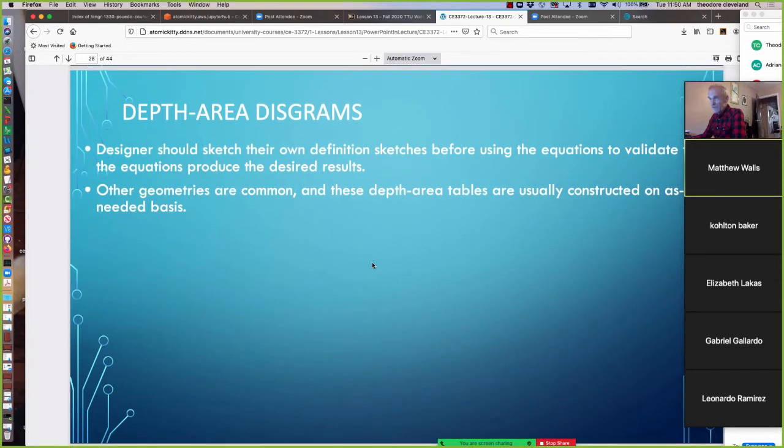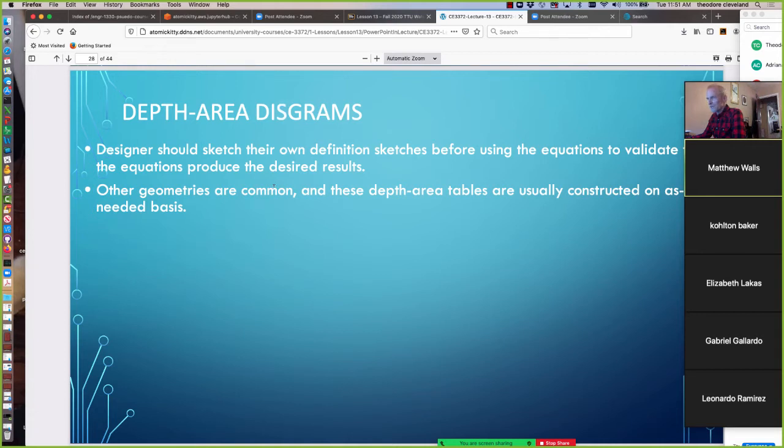Oftentimes, we're dealing with a geometry that we use over and over again. And if that's the case, it's often useful to create your own definition sketch and your own equations and save that in a binder somewhere and call it your own depth area diagram. Not a discgram. I think that's supposed to be a diagram. Looks like S is next to A. Or maybe you can call it a discgram.